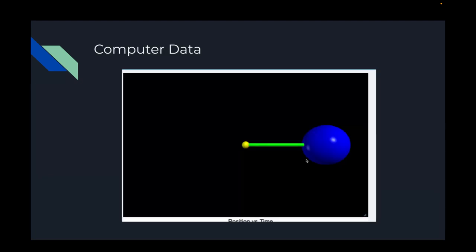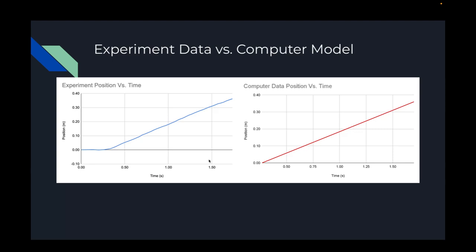As you can see here in the computer model, the ball rolls in a straight line, uninterrupted, unacted upon by any outside force, which is not true to reality. Which you can very much see here when comparing these two graphs. You see a nice straight line for the computer data of position versus time, and you see the shakiness of this line for the actual experiment data, which, of course, indicates that something's going on.